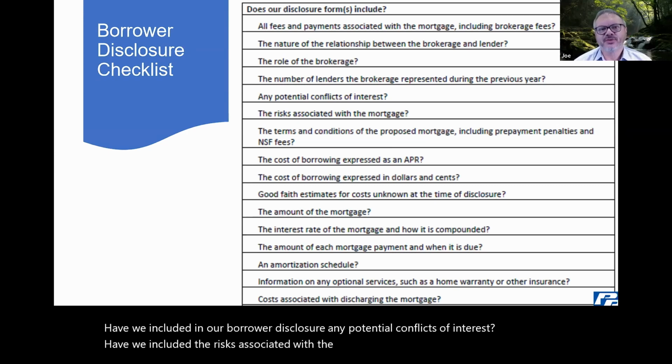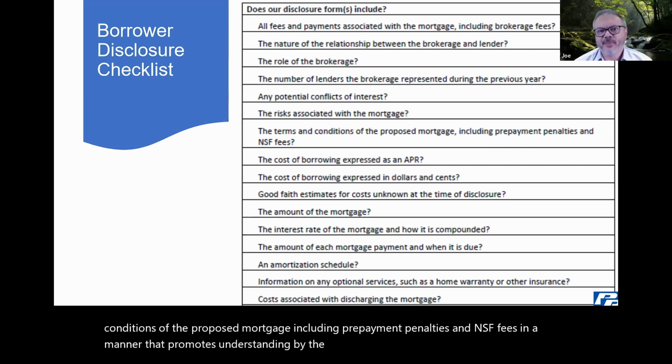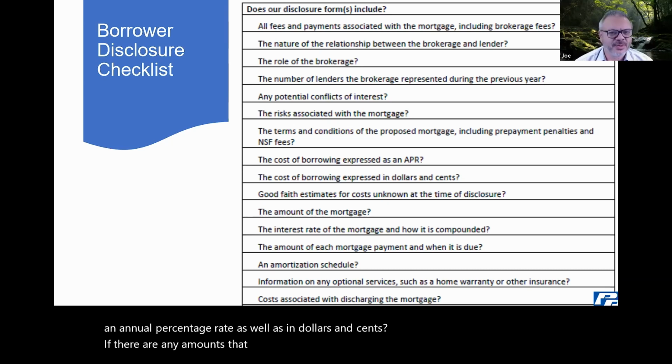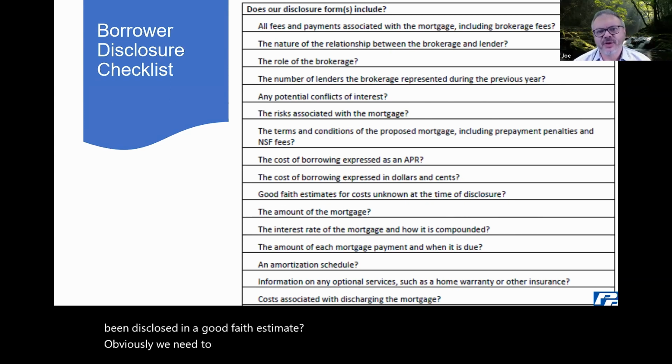Have we included the terms and conditions of the proposed mortgage, including prepayment penalties and NSF fees, in a manner that promotes understanding by the borrower? Is the cost of borrowing expressed as an annual percentage rate as well as in dollars and cents? If there are any amounts that we don't know, specifically the lawyer's closing fees, has that been disclosed in a good faith estimate?